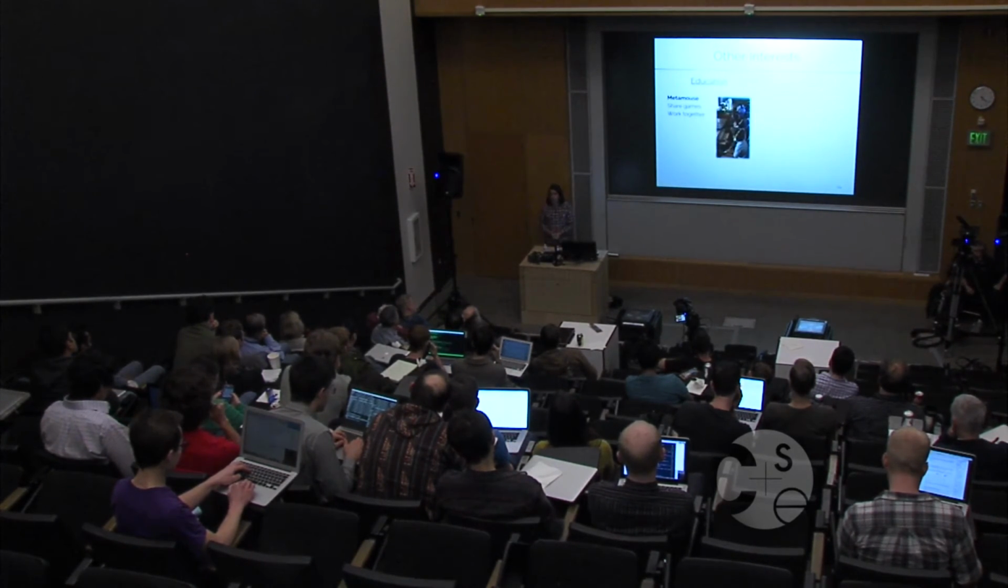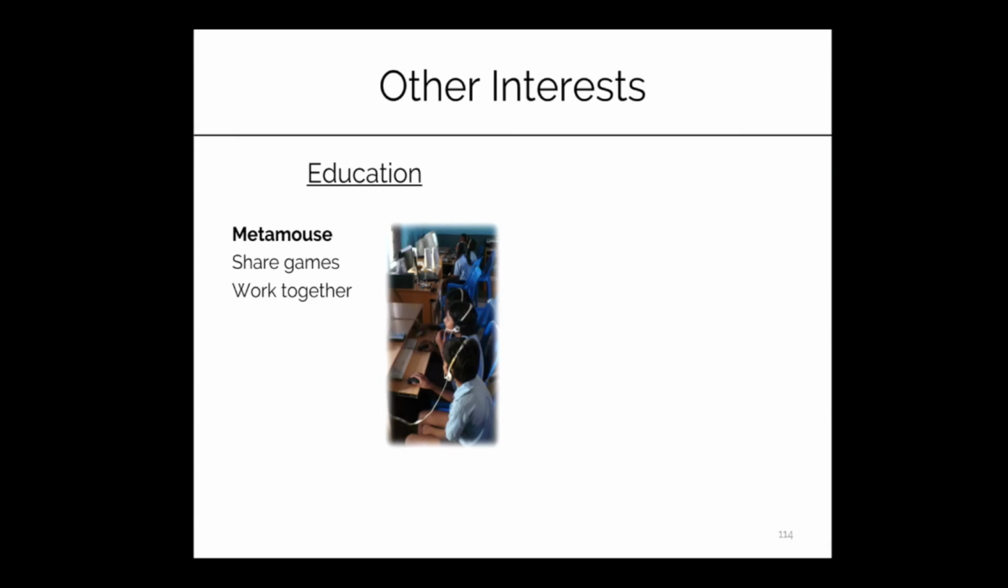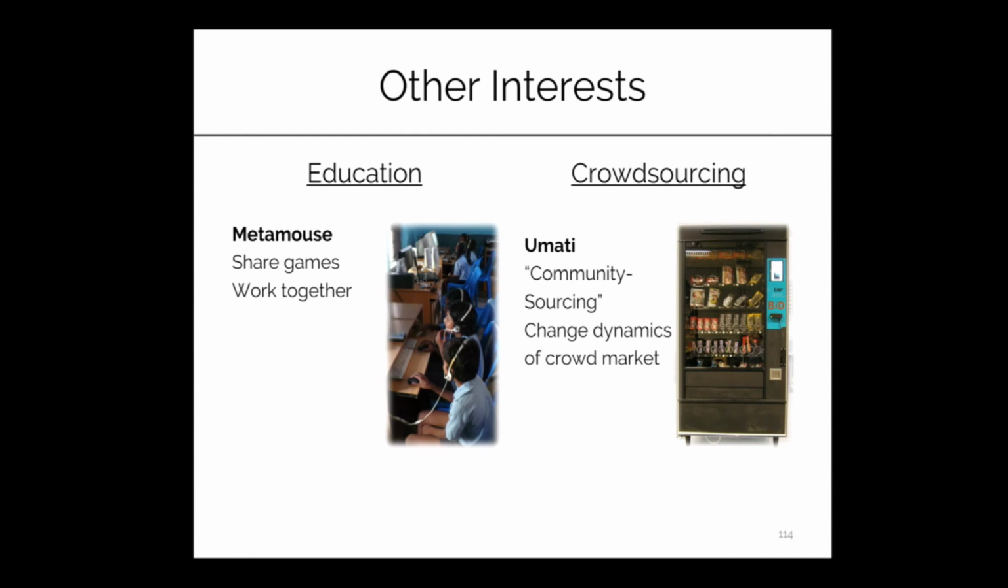Lastly, I've worked in a couple other areas that I thought I should mention. The first is education. This is MetaMouse. The big idea of MetaMouse was to take existing single-player games and automatically make them multiplayer. So this is for areas that didn't have enough resources and you always had sharing. So let's actually have the system support the sharing. And crowdsourcing. I've worked a little bit in crowdsourcing. This is Umadi, the crowdsourcing vending machine. The big idea here was to try to change the dynamics of crowdsourcing, get it off of the internet and into the real world with a kiosk. And once it's in the real world, you can start to leverage real-world properties like who's in an area, who's not in an area. And this allowed us to do sort of higher-end tasks that are really hard to do on traditional crowdsourcing engines.